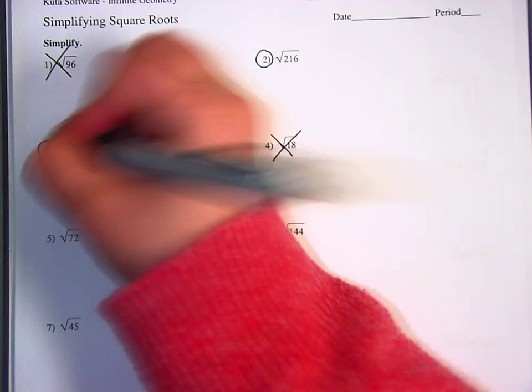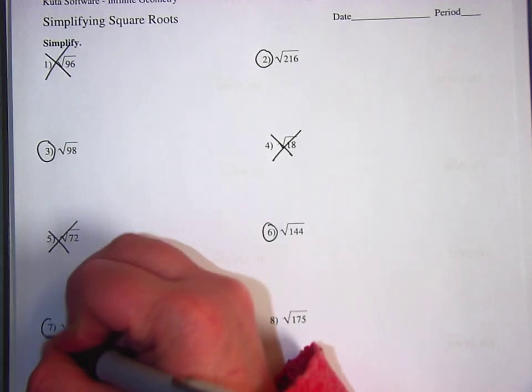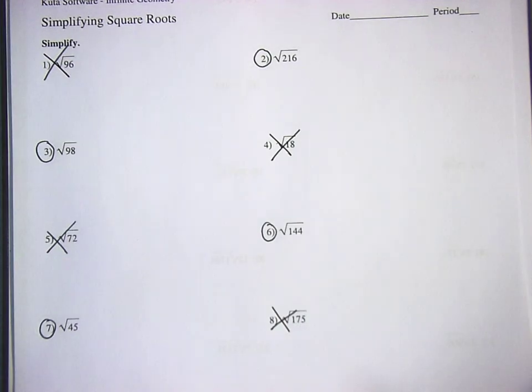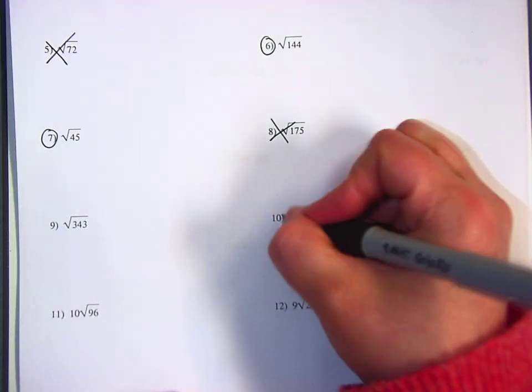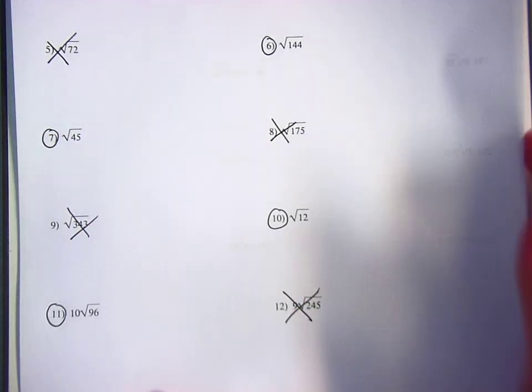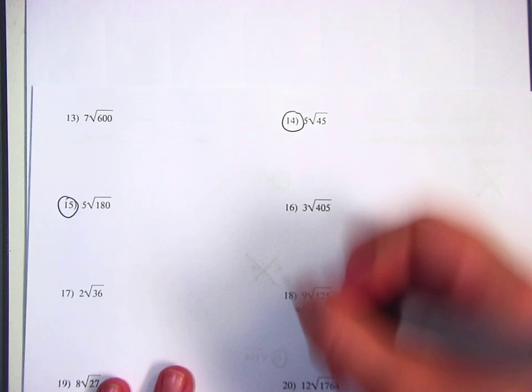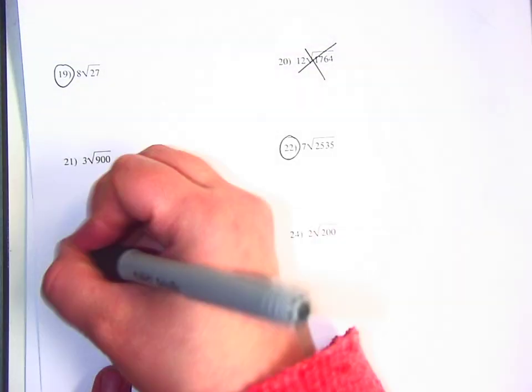So 2 and 3, you want to circle. And 6 and 7. 10 and 11. And then on the back side, we're going to do 14, 15, 18, and 19. And then 22 and 23.